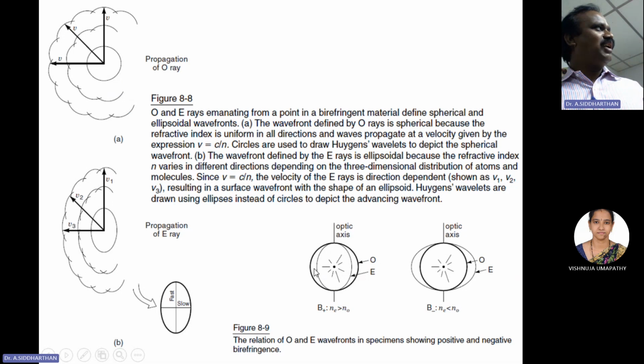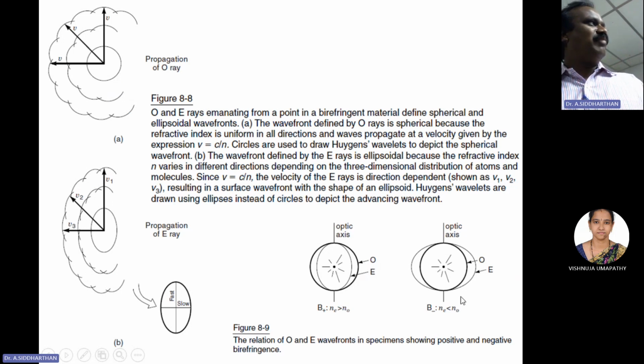But perpendicular to the optic axis, what is happening? This direction of vibration is not going at the same velocity because something is opposing it. So the wavefront of this is major in one direction and lesser than the ordinary ray in this direction. It is getting slowed down in a particular direction.